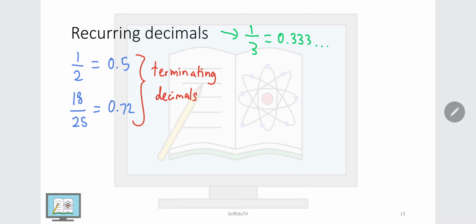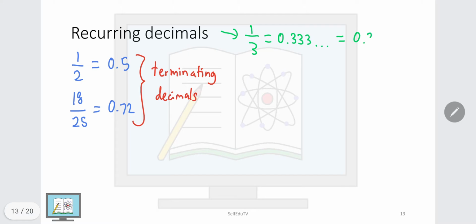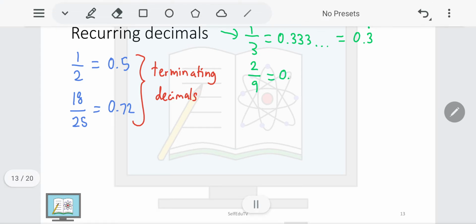So the digit 3 is repeating. So another way of writing it will be just 0.3 with the dot on top of the 3 to show that the digit 3 is repeating. So it's not exact. So this one, 0.3 with a dot above, is an example of a recurring decimal. So if you try to change this to decimal, it will be 0.2222222. So this one is also an example of recurring decimal.